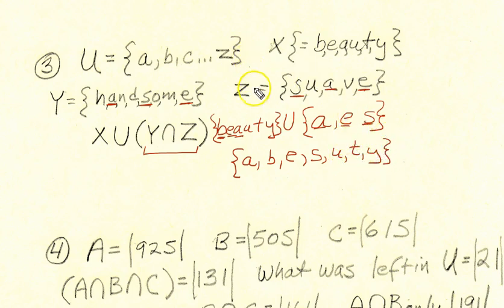And I have done this. So the operation was find the intersection, which we did, and then union with that intersection and X, which we've done. Check your work.